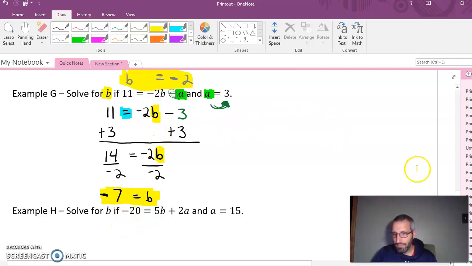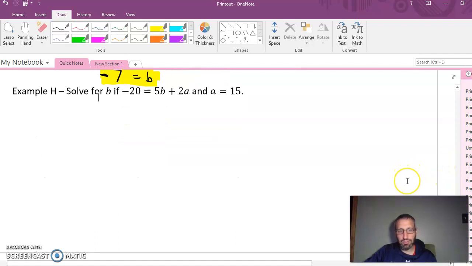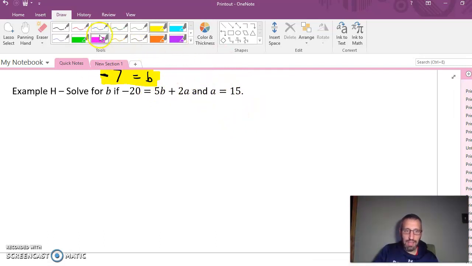All right, let's do one more. This one has a little trick to it, and I think you'll be okay with it, but we'll just try it to be 100% sure. All right, solve for b if, and we're given the equation again, and this time a is going to be the same as 15. So a is 15, a little bit bigger, nothing tricky yet. I see an a over here, so I'm going to highlight that a, and that's where I'm going to substitute in that 15.